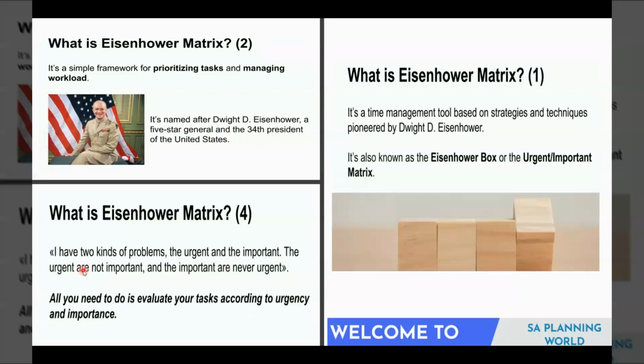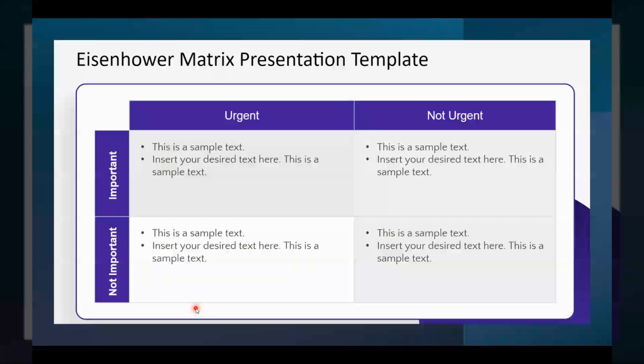I have two kinds of problems, the urgent and the important. The urgent are not important and the important are never urgent. So all you need to do is evaluate your tasks according to urgency and importance. By using this Eisenhower Matrix, first you have to list all your tasks by priority, then categorize each task into one of the four quadrants.